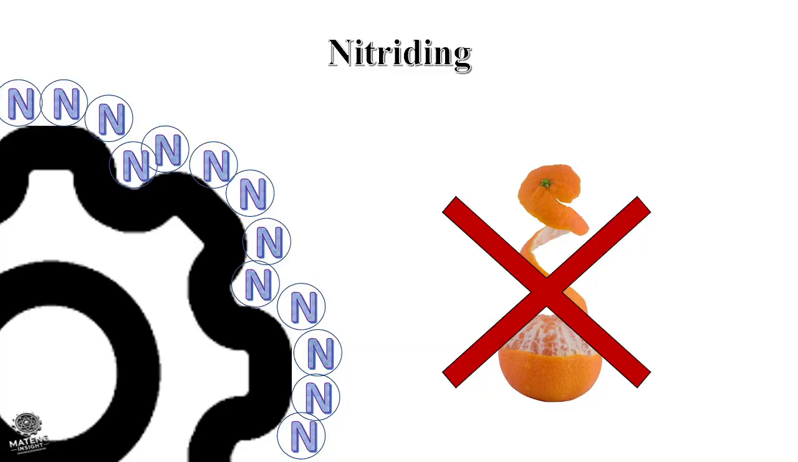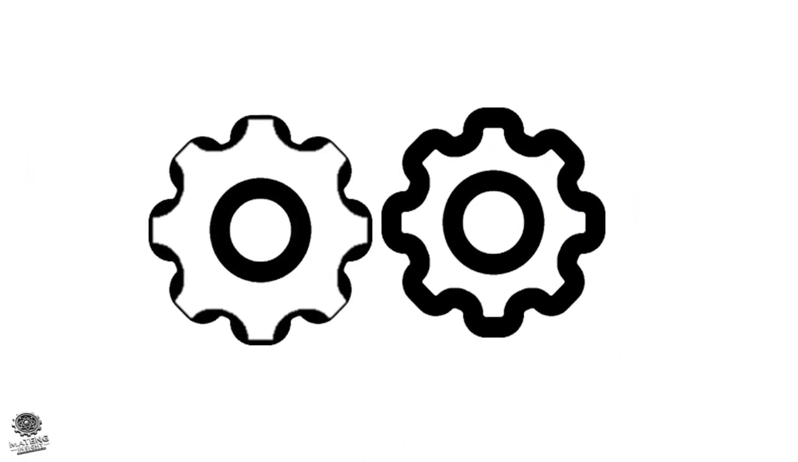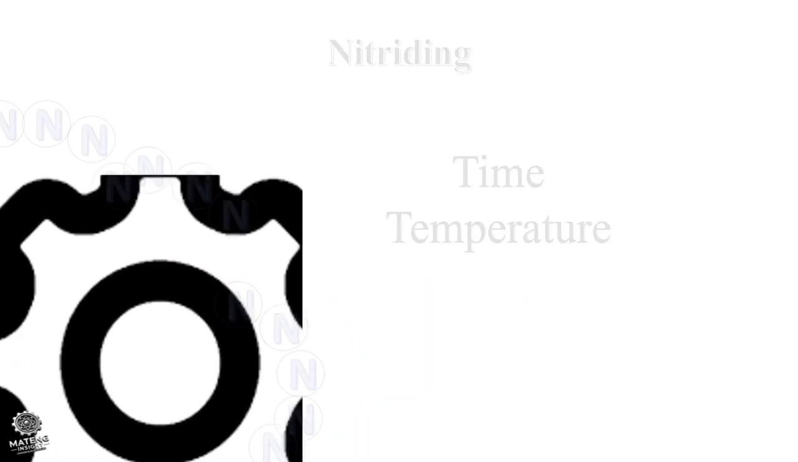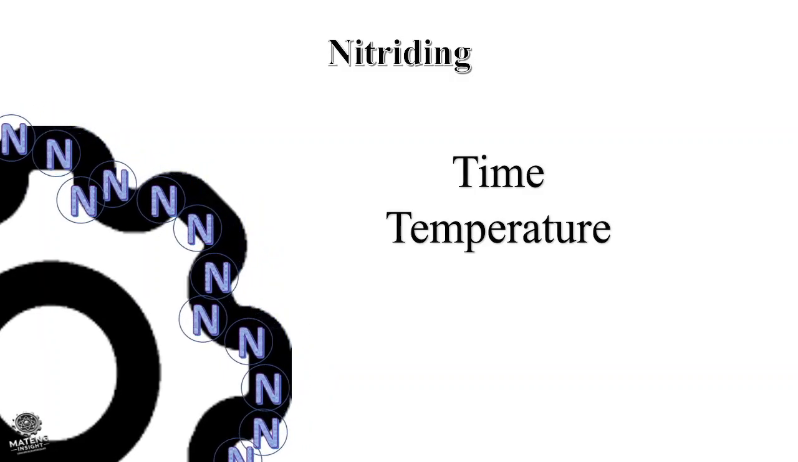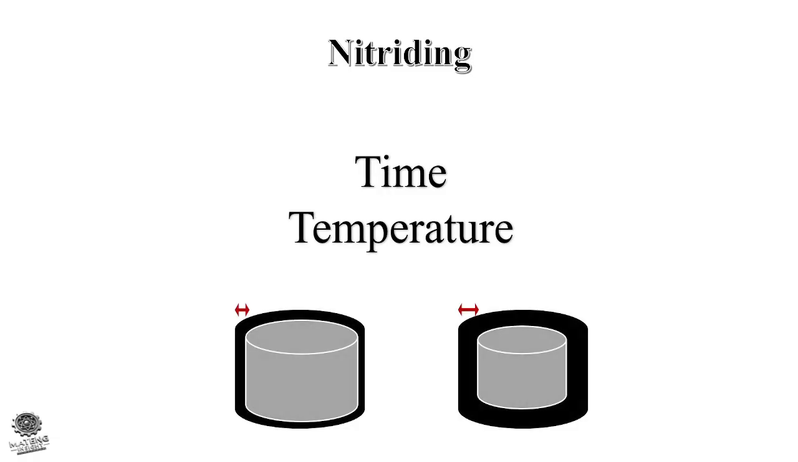If we look at the concentration profile, nitrogen content is the highest at the surface and gradually decreases toward the core. Nitriding mainly depends on two parameters: temperature and time. The higher the temperature and time, the deeper the diffusion layer.